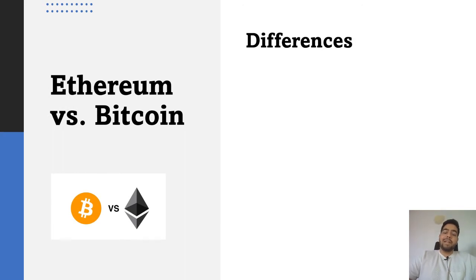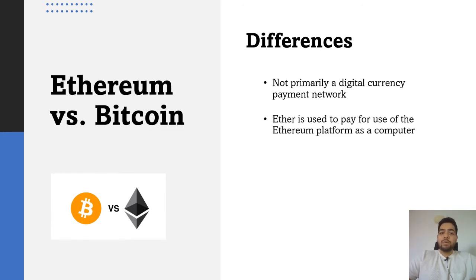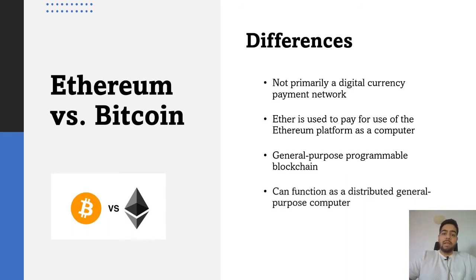Now, as compared to Bitcoin, it has major differences as well. It is not primarily a digital currency payment network like Bitcoin. You can use Ether, but Ether is primarily used to pay for use of the Ethereum platform as a computer that can run some code on top of it. It is a general purpose programmable blockchain, unlike Bitcoin, which has a very limited scope in terms of writing code on top of it. And Ethereum can function as a distributed general purpose computer.